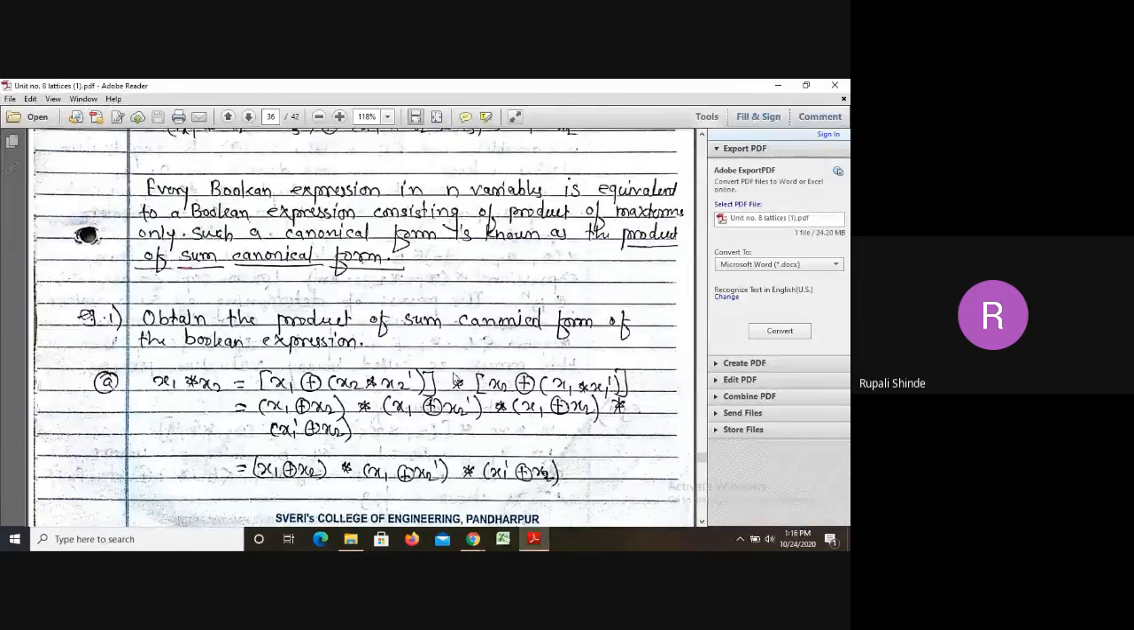Now we have to solve some examples based on PCNF. We have seen PCNF means product of maxterm, or product of sum canonical form. So the question is given as: obtain the product of sum canonical form of the Boolean expression. The first expression is given as x1 star x2. So here we have to think about this given expression. We want this expression in the form of product of sum.